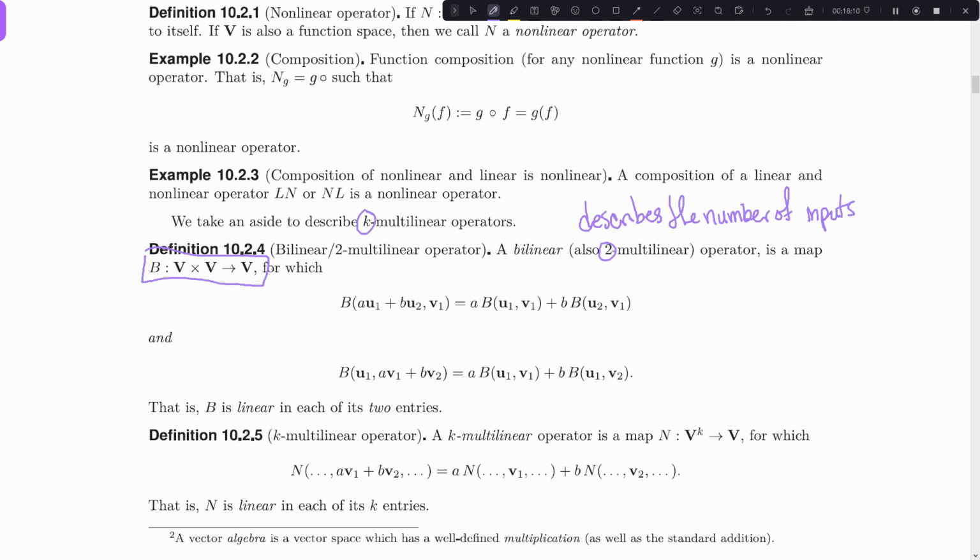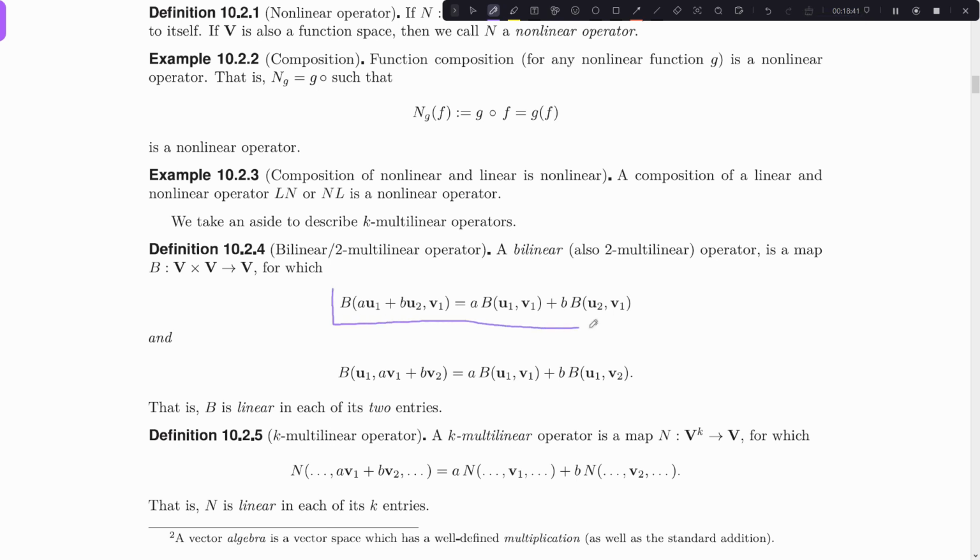I use the capital B to stand for bilinear, and this is something we do use a lot: a bilinear operator is the same as a 2 multilinear operator. Because it maps V cross V into V, that's something like B of U, V equals W, right? That's the idea. I'm able to take 2 vectors in and I output 1 vector. And the definition of bilinear is the following.